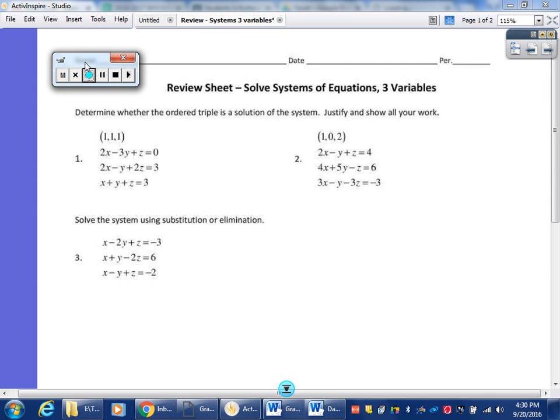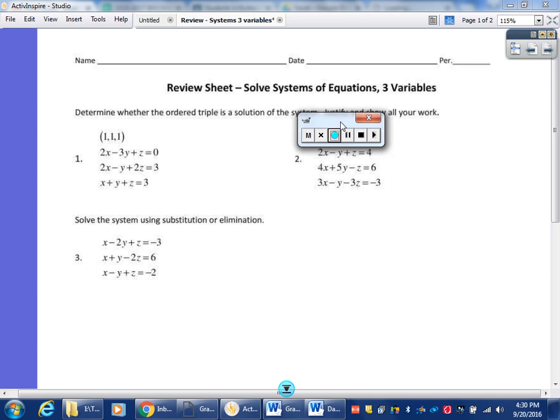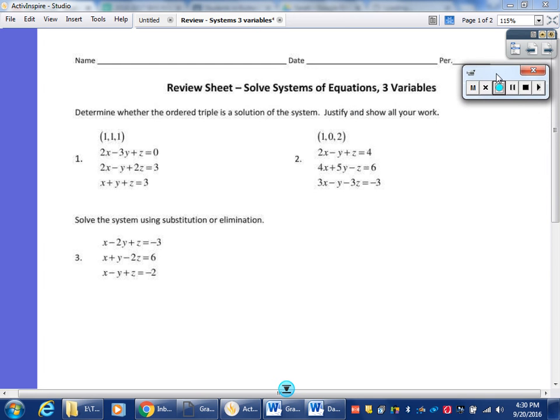Alright guys, this is our test review for systems of equations with three variables. On the first two questions, they gave you solutions and asked you whether or not this ordered triple is a solution to the system, and all they were asking you to do, guys, is plug in those numbers, okay? So I'm going to plug them into each equation and see if they work.